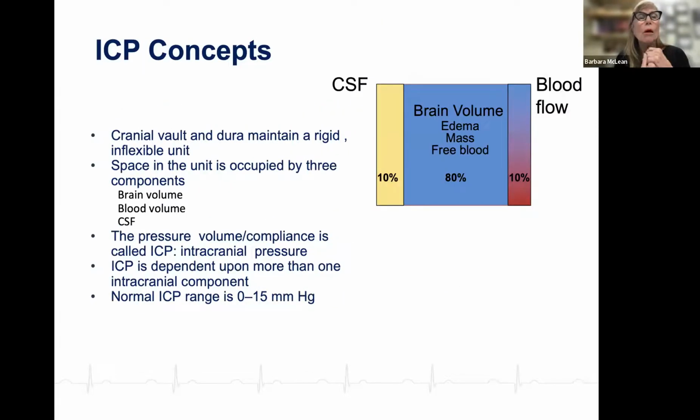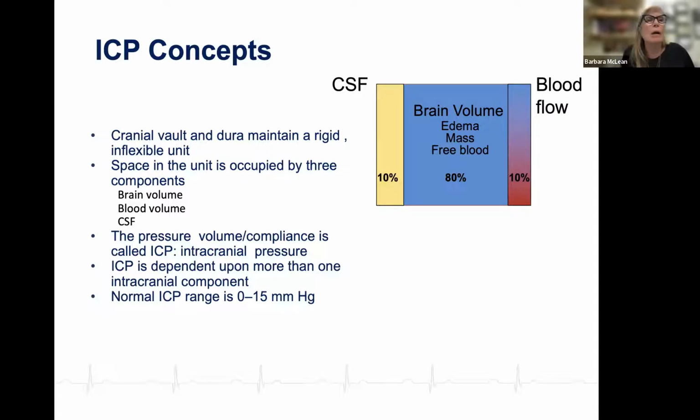Okay, so again, I can't say it enough. I just think it's so incredibly important. Cranial vault and dura, rigid and flexible. The flexible units inside, right? Cerebral spinal fluid, 10%, blood flow, and that's both venous, that's why it's blue, and arterial, that's why it's red. And your brain volume, which includes gray matter, white matter, edema, mass, and free blood. So always really important to remember that.